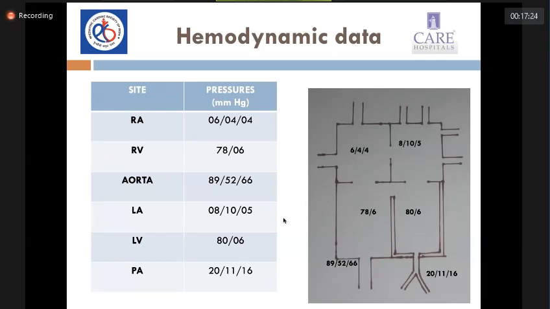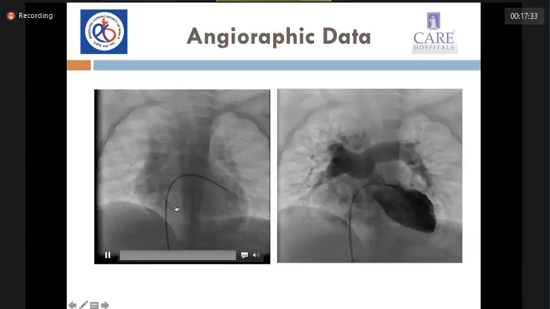It is very rare, only LVOTO without VST in TGA. Okay, fixed obstruction. Okay, sir. So read this angiogram now.